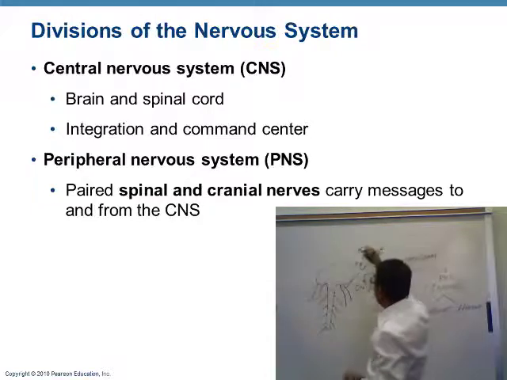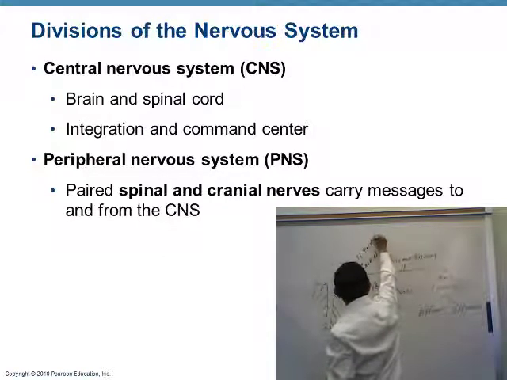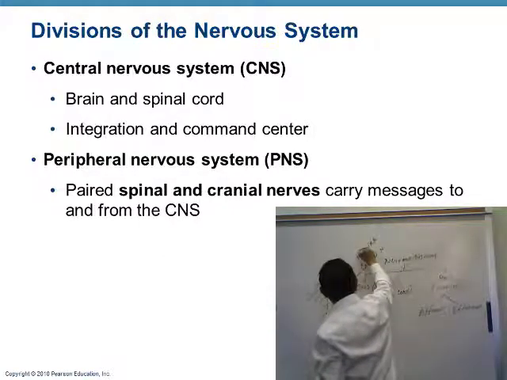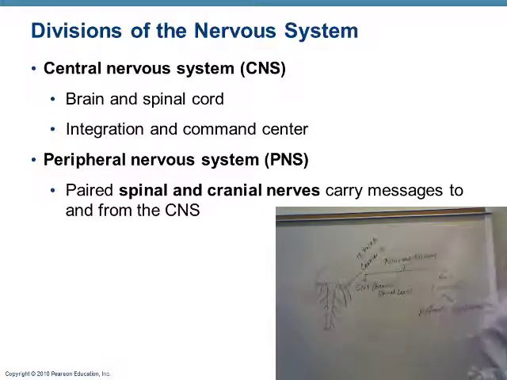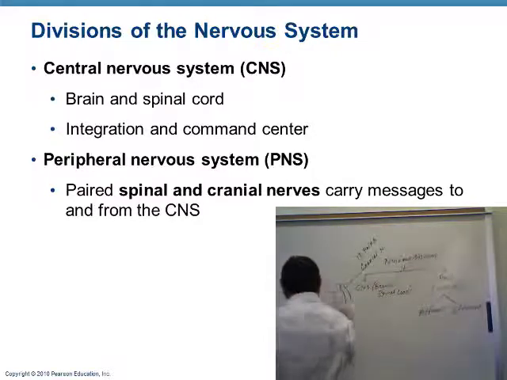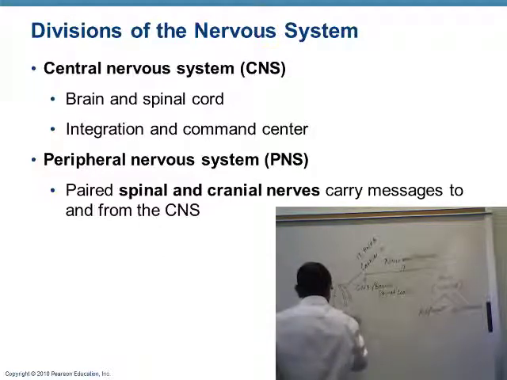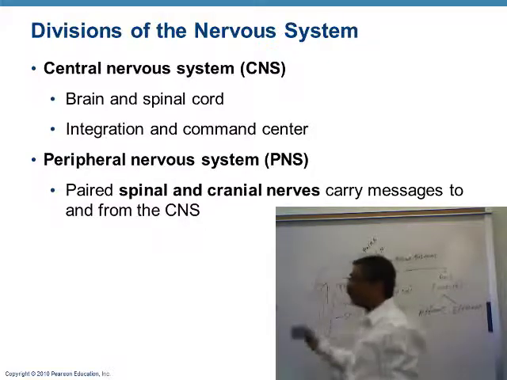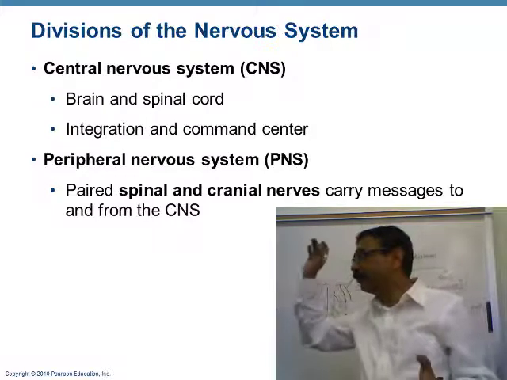You have a total of, sorry, 12 pairs of cranial nerves in humans. 12 pairs of cranial nerves. And those nerves attached to the spinal cord are called the spinal nerves. Very simple, right? Spinal nerves are attached to the spinal cord. Cranial nerves are attached to the what? Brain.